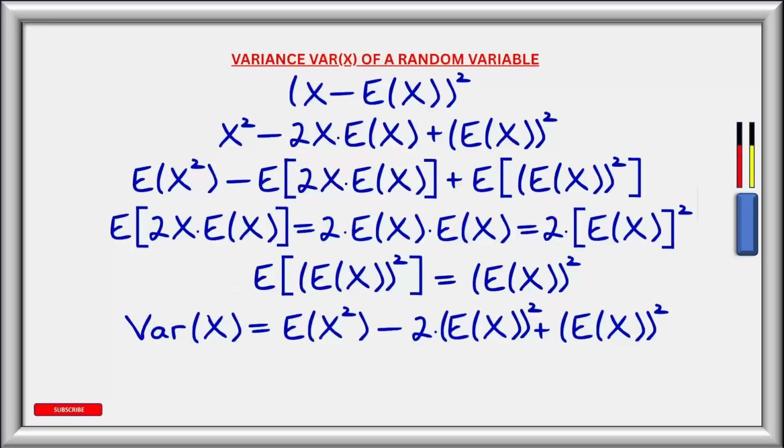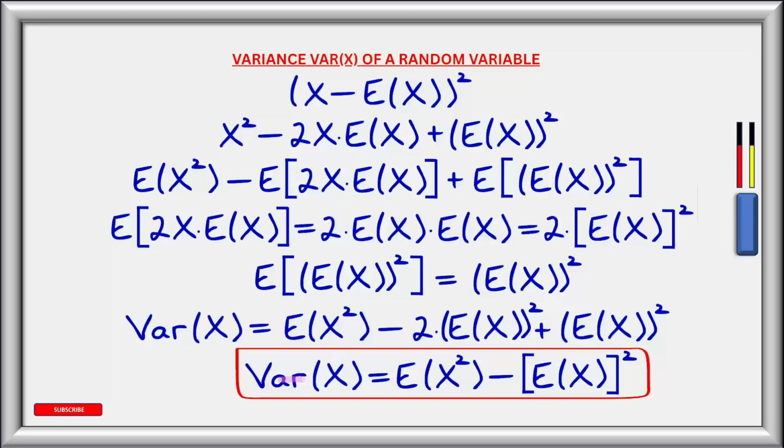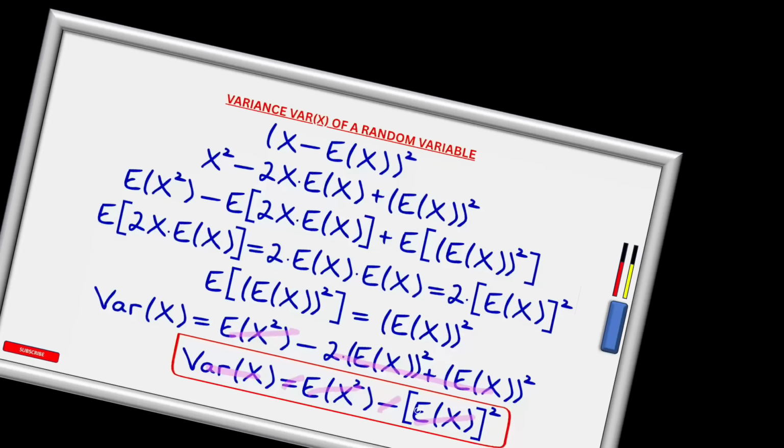And so if we put this all together, we have the variance of X is equal to the expected value of X squared minus 2 multiplied by the square of the expected value of X plus the square of the expected value of X. And so the variance of X is equal to the expected value of X squared minus, and simplifying these two terms, we have the square of the expected value of X.